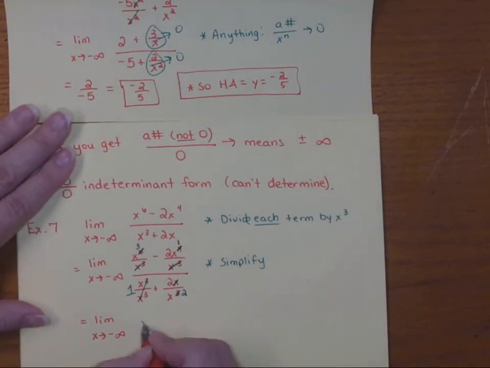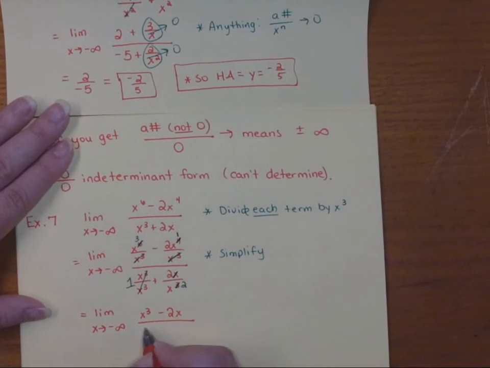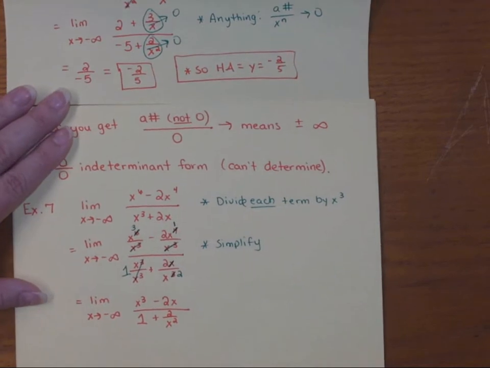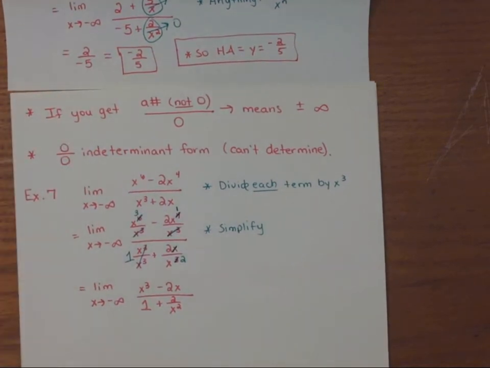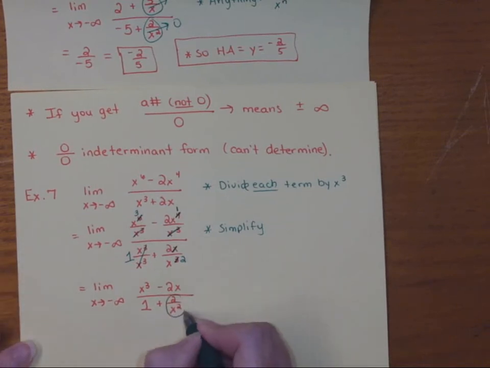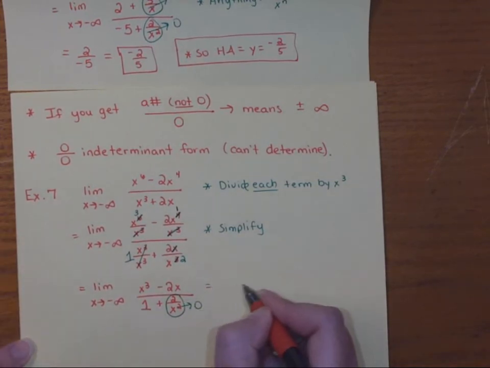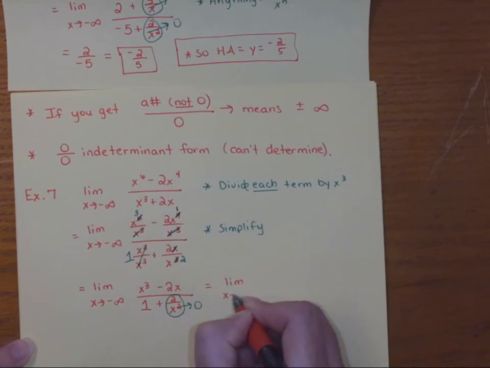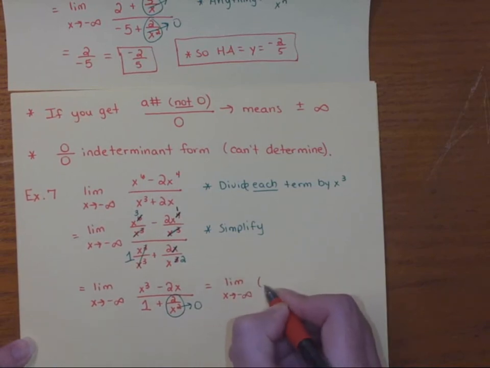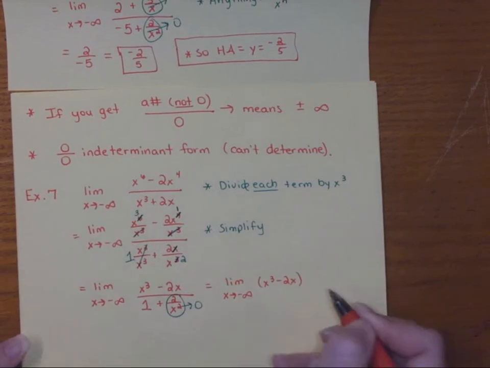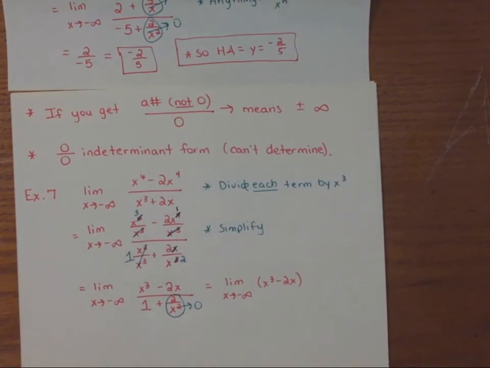So let's talk about what I have left. I have x cubed minus 2x on the top, and then I have 1 plus 2 over x squared on bottom. So when I go to do my 0 step, as I call it, there's really only one thing that would go to 0. Okay, that would go to 0. So notice we're still left with the limit as x approaches negative infinity of x cubed minus 2x. We didn't get everything to kind of go away in this case.